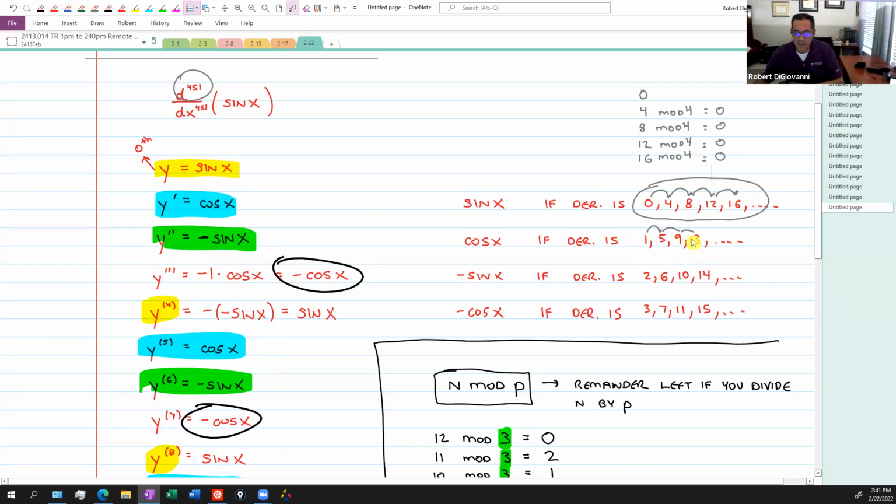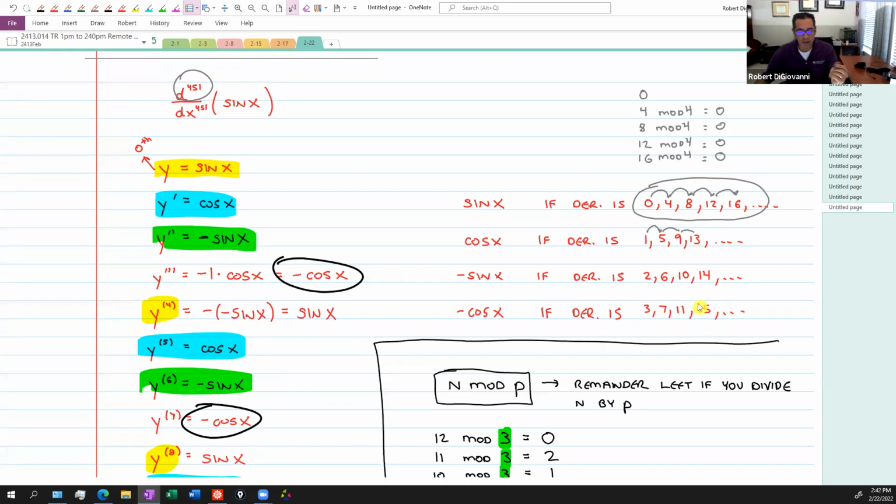And guess what happens if you mod by 4 all of these: the 1, 5, 9, 13? Guess what you get if you mod all those? 1. And what about these? If you mod these by 4, you're going to get 2. And if you mod all these by 4, you're going to get 3. Understand?